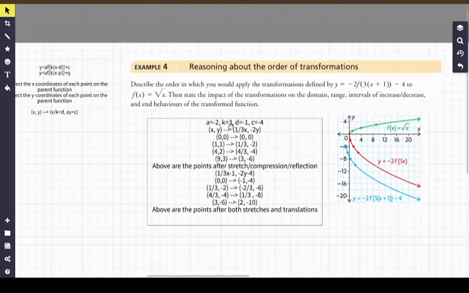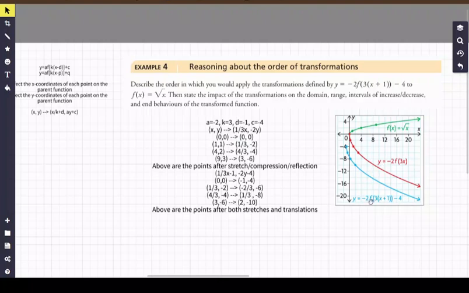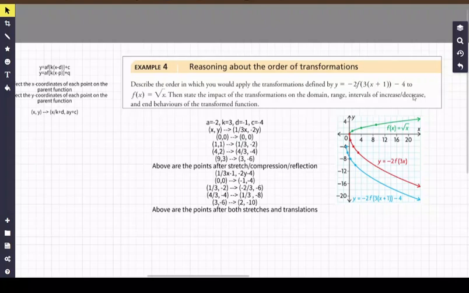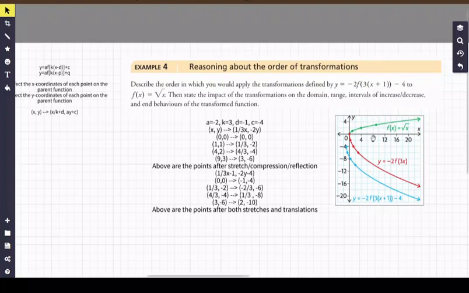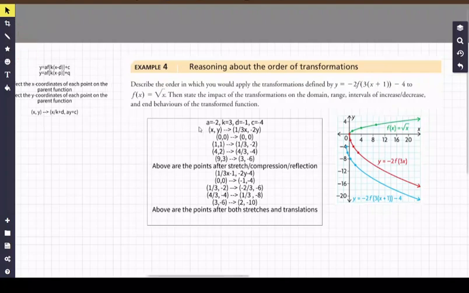Most people make mistakes on the stretches. They fail to analyze some of the a, k, d, c values. But usually from red to blue, it's a really simple crossing. So now let's go ahead and talk about the domain, range, intervals of increase, decrease, and behaviors. So originally, the function was always increasing. It was monotonic. It kept on increasing, but now it's a decreasing function.